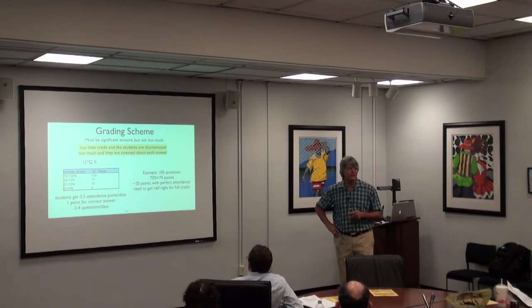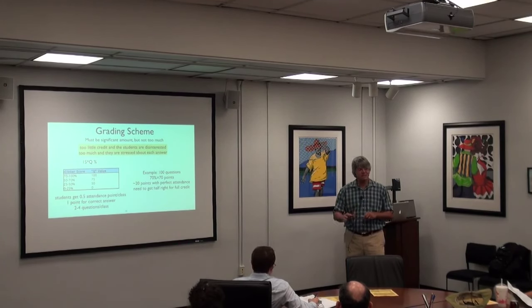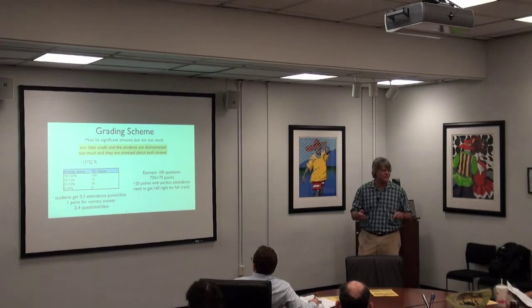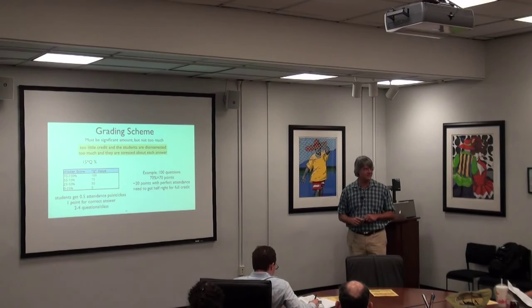Last semester, I did a full point for coming to class, and that was too much. And they get a point for a correct answer for a question, and there's roughly 2 to 4 questions per class. So over the semester, that's roughly 100 questions, so that means they need 70 points to get full value. And they get roughly 20 points with perfect attendance, so maybe it's 17 or whatever, depending on your 35 lectures and however many you have. These are just rough numbers, okay? You basically need half right or a little more than half right for full credit.